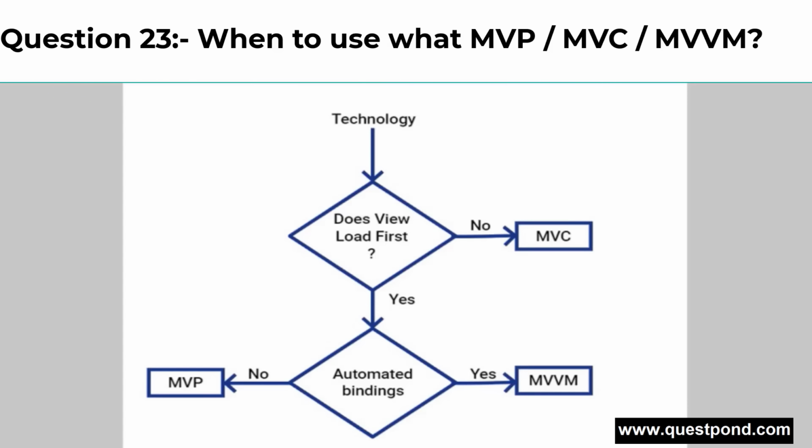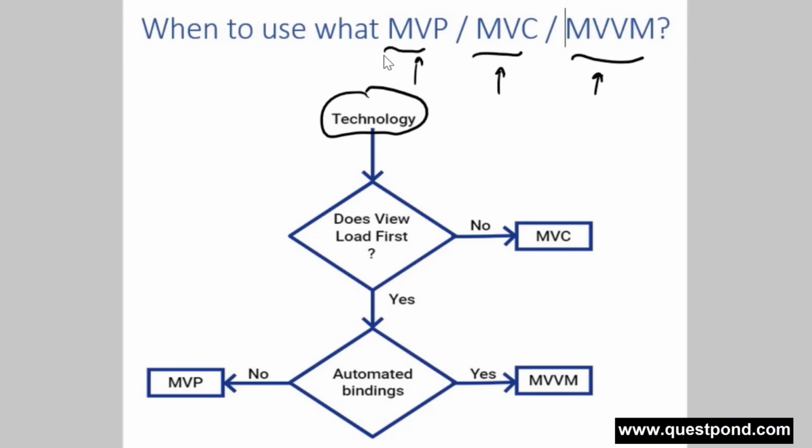Now this is a little bit of a tricky question. How will you make a choice of MVP or MVC or MVVM? So if you get a project, what will you choose? At least to my best experience, choosing these three architectures is not really in your hand. It is actually dictated mostly by the technology.